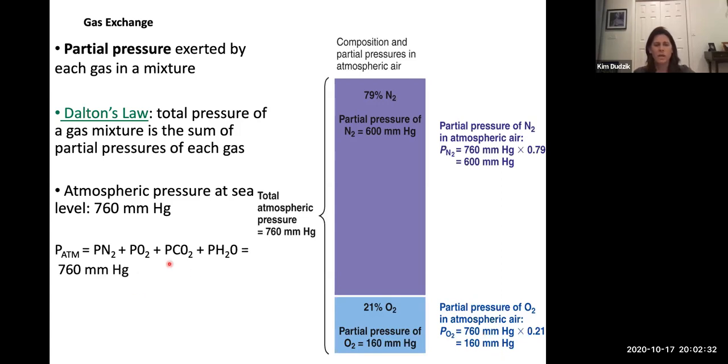We can keep using that method to determine the partial pressures of all the gases in the atmosphere. But we're going to stick with what we know about oxygen. That's the main one that we're going to talk about today. Later on, I'll mention the partial pressure of carbon dioxide.